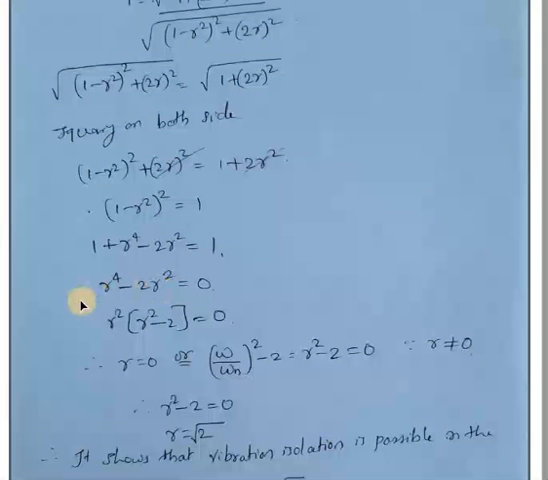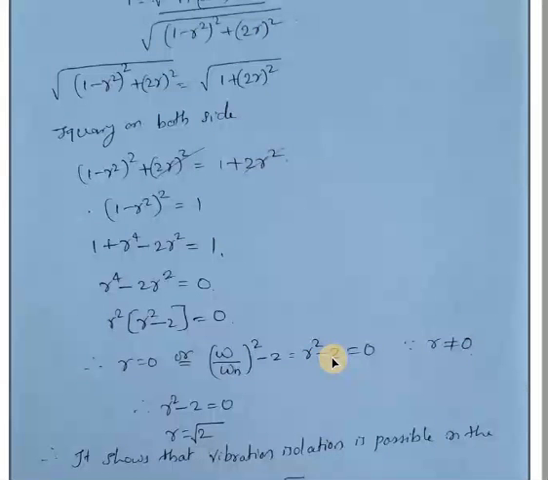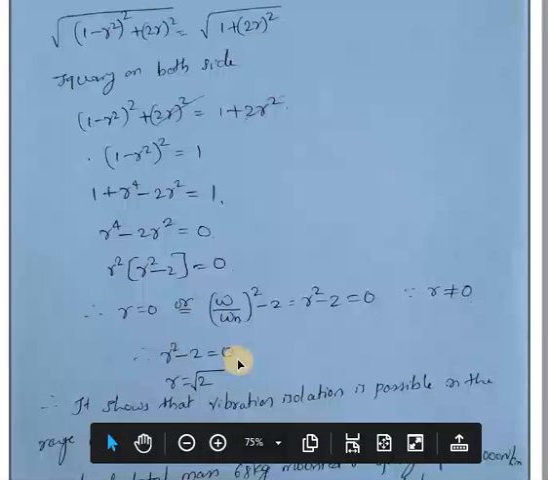If I take R square as common, I'm left with R square into (R square minus 2) equal to 0. Therefore R equal to 0, or R square minus 2 equal to 0. But R cannot be 0 because it is a ratio of omega by omega n. So we can write R square minus 2 as 0, and R will be root 2.